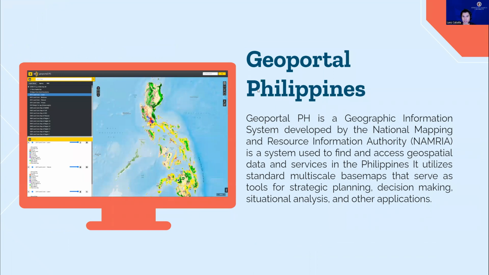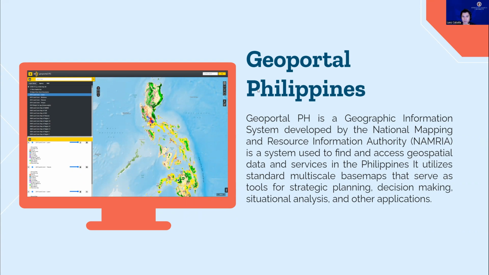GeoPortal PH is the official government website of the Philippines for sharing geospatial data and information. It is managed by the Department of Environment and Natural Resources, or the DENR, through its mapping and surveying agency, the National Mapping and Resource Information Authority, or NAMRIA. The website provides access to a wide range of geospatial data and services, including maps, satellite imagery, and other location-based information. Users can search for data by keyword, location, or data type and view data in various formats such as tables, graphs, and maps. GeoPortal also offers various tools for data visualization, data download, and data sharing.